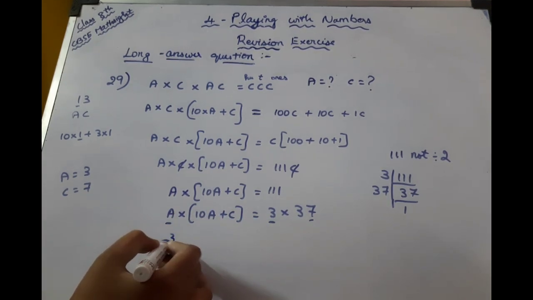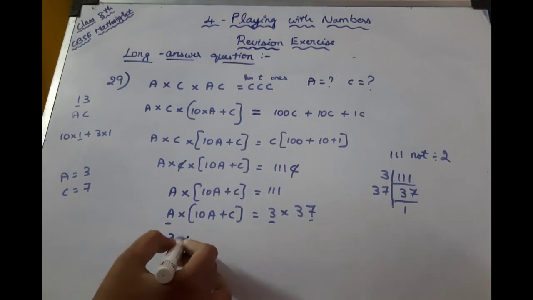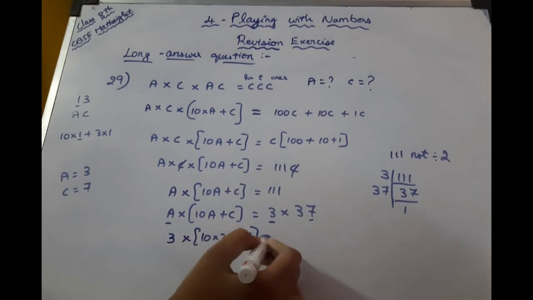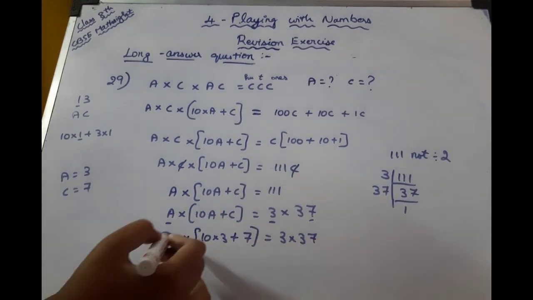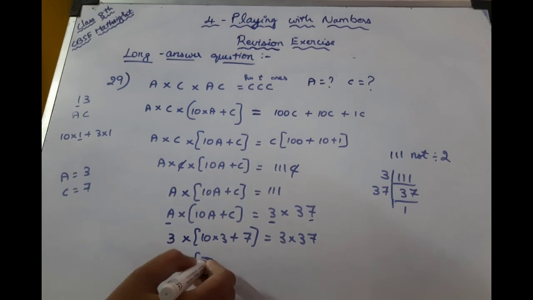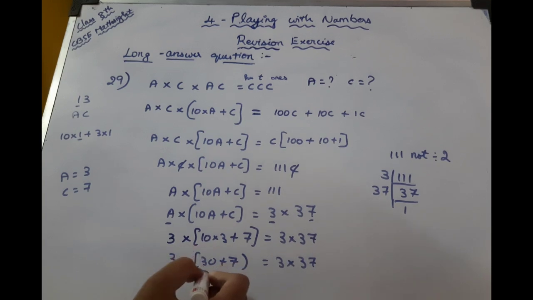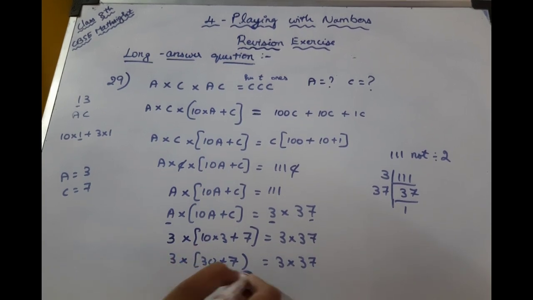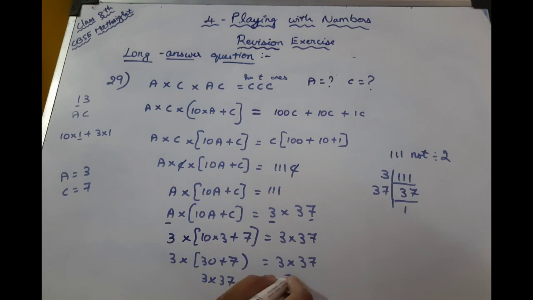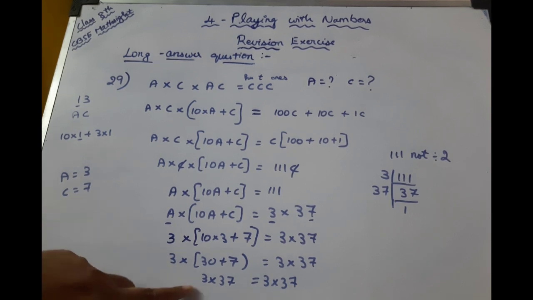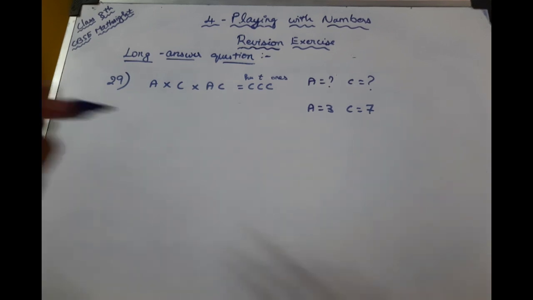So when we write 3 in value of A into 10, A is nothing but 10 into 3 plus C value is 7 equal to 3 into 37. So 3 into 30 plus 7 equal to 3 into 37, which is 3 into 37 is equal to 3 into 37. So we get both the sides equal. So when the value of A is 3 and value of C is 7, we get both the sides equal. Now we will try to substitute the value of A and C.